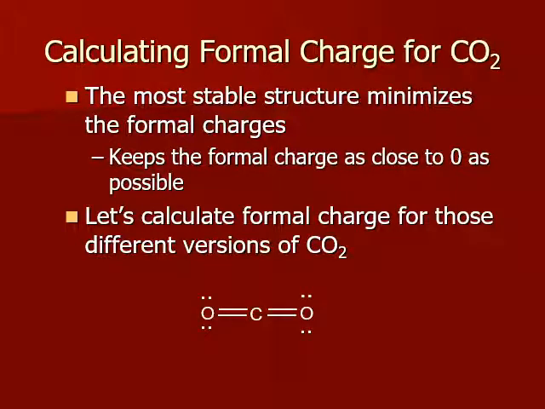There's the first one we drew. For oxygen, valence electron 6 minus 4 non-bonding electrons minus 2 lines, valence minus dots minus lines. The formal charge on this first oxygen is 0. For the carbon, 4 valence minus no dots minus 4 lines gives us a formal charge of 0 for the carbon. The second oxygen is exactly the same as the first. 6 valence minus 4 dots minus 2 lines. It has a 0 formal charge.